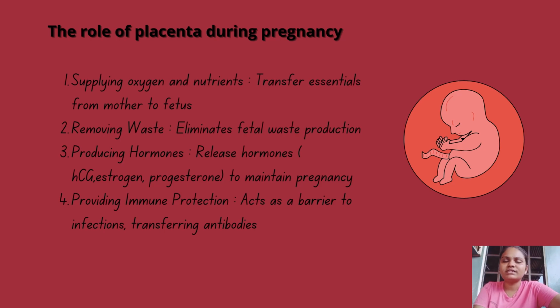The role of placenta during pregnancy: supplying oxygen and nutrition, transferring essentials from mother to fetus, removing waste, eliminating fetal waste products, producing hormones, releasing hormones HCG, estrogen, progesterone to maintain pregnancy, and the last one is providing immune protection, which acts as a barrier to infections, transferring antibodies.